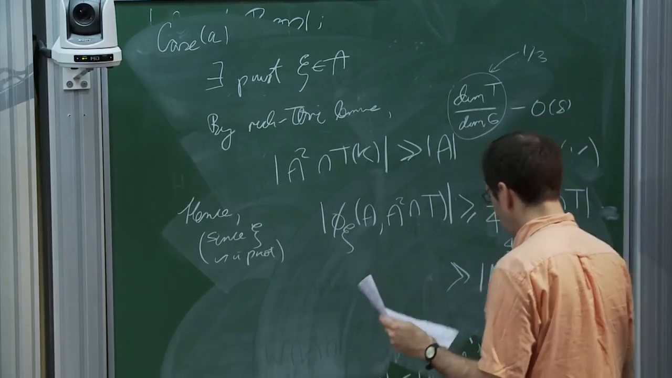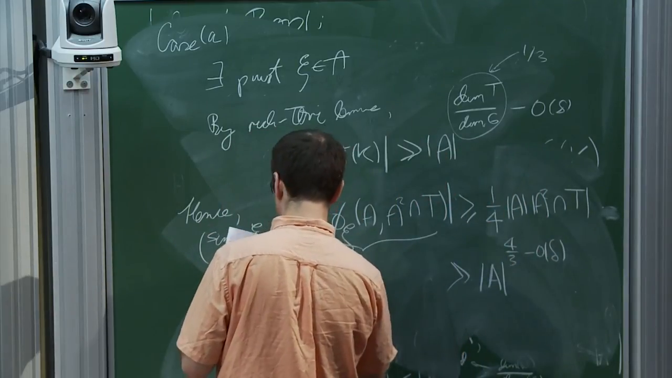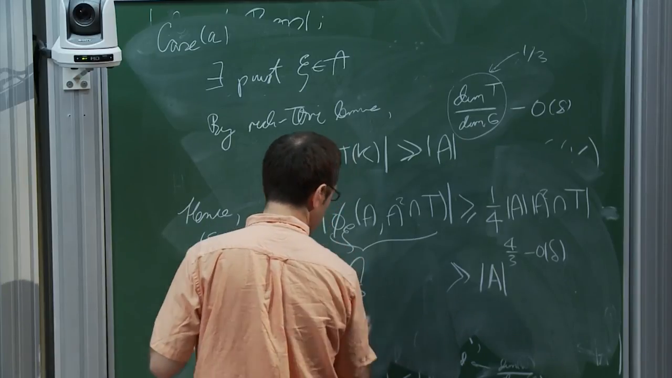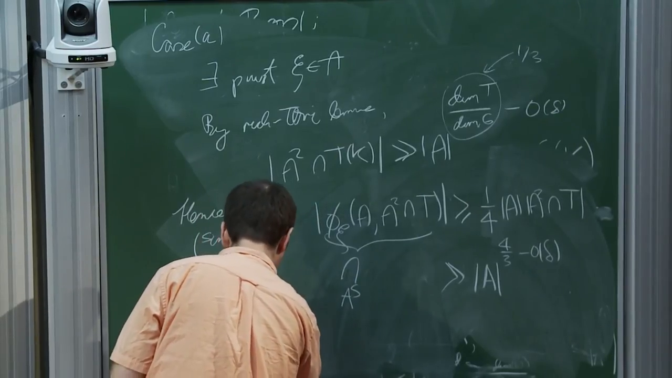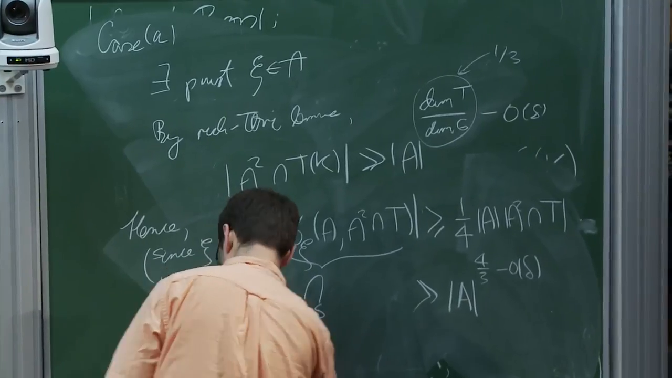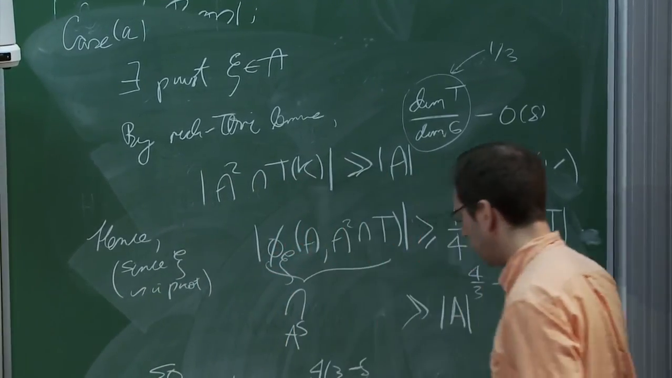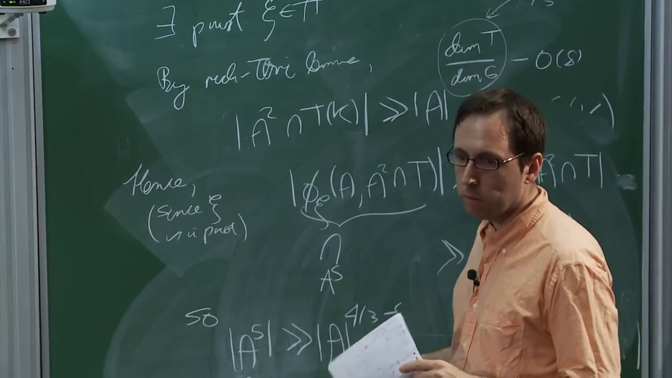Very well. At the same time, this is contained in A to the 5. So we have that A to the 5 is really big. It's bigger than A to the 4/3 minus delta. And this is in contradiction to our assumption, for delta small enough.